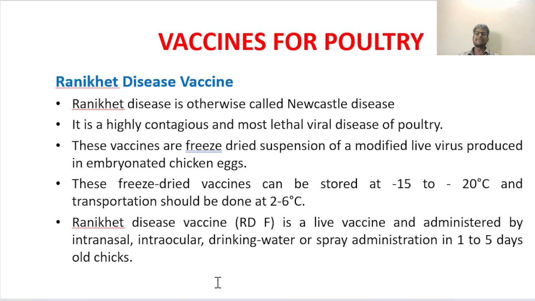Vaccines for poultry. Ranikhet disease vaccine. Ranikhet disease is otherwise called Newcastle disease. It is a highly contagious and most lethal viral disease of poultry. These vaccines are freeze-dried suspensions of modified live virus produced in embryonated chicken eggs. These freeze-dried vaccines can be stored at -15 to -20 degrees and transportation should be done at 2 to 6 degrees Celsius. Ranikhet disease vaccine is a live vaccine and is administered by intranasal, intraocular, drinking water or spray administration in 1 to 5 day old chicks.